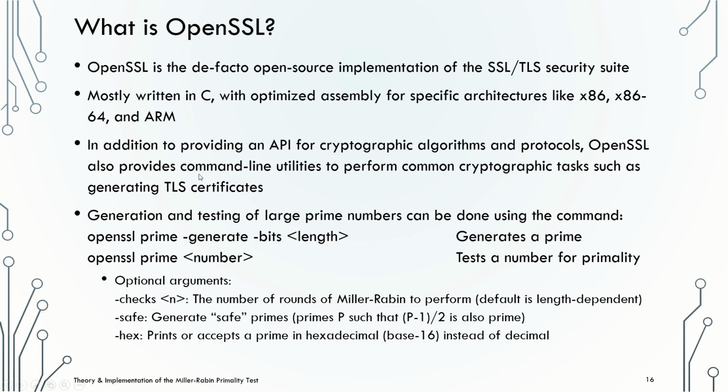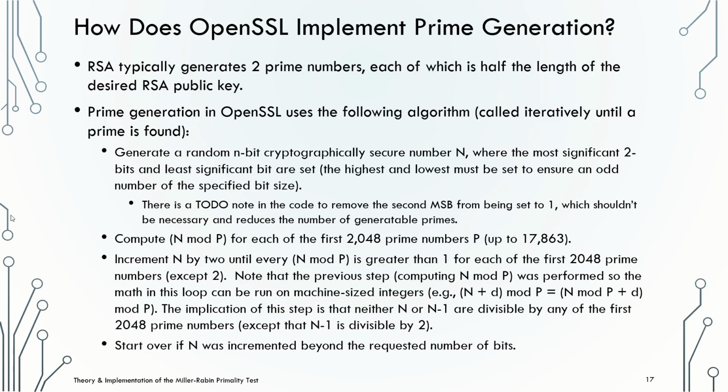So OpenSSL is the de facto open source implementation of the SSL/TLS security suite. One of the things that it provides is a prime generation algorithm. And so let's dive into how that's actually implemented. So prime generation in OpenSSL follows the following algorithm. First, we generate an n-bit cryptographically secure number n where the first and last bits are 1. The first bit must be 1 because you need exactly the number of bits requested, and the last bit has to be 1 because you want an odd number.